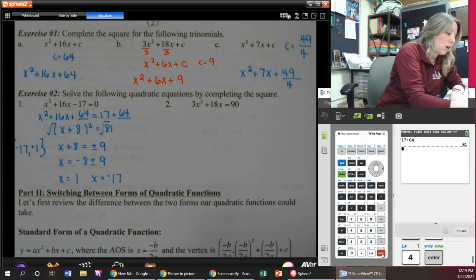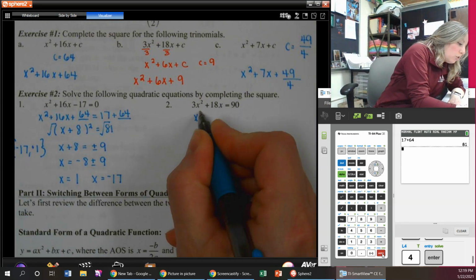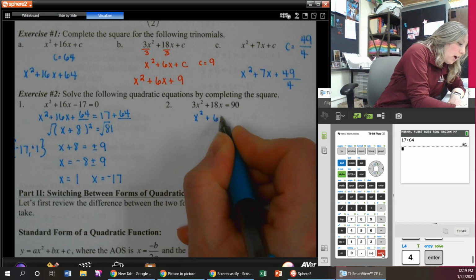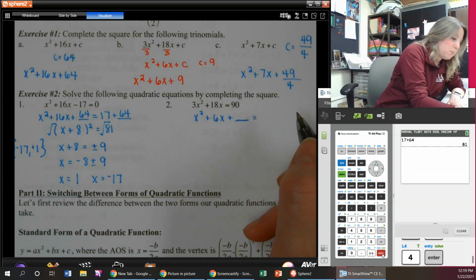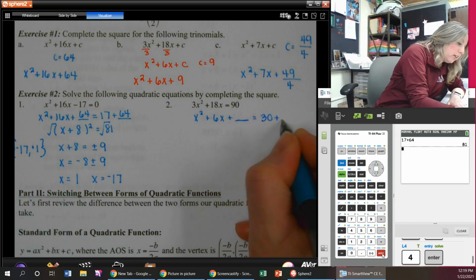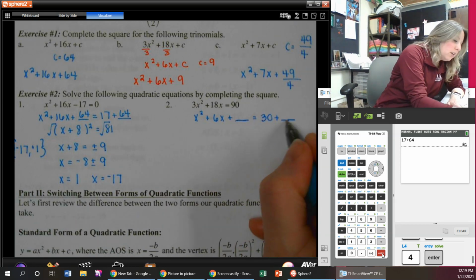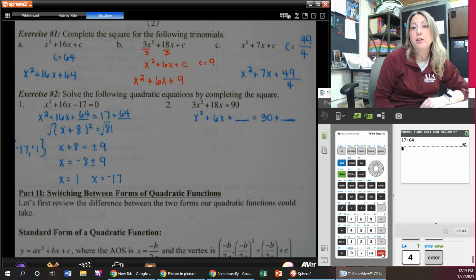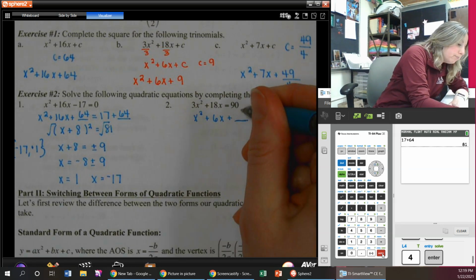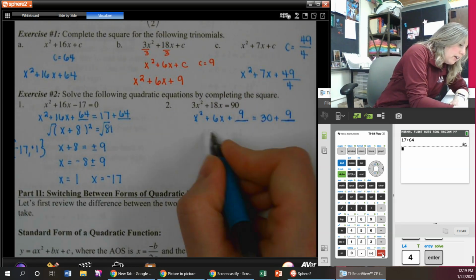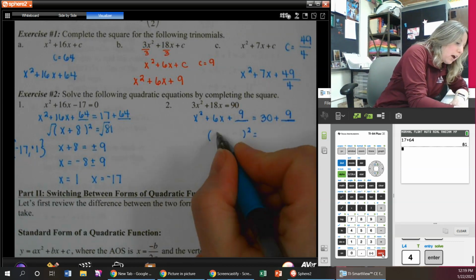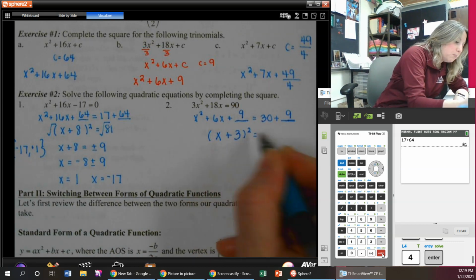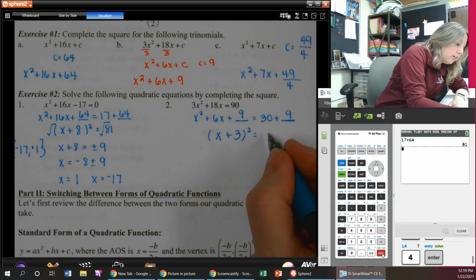Over here, start by dividing everything by 3. So x squared plus 6x plus blank equals, let's see, 90 divided by 3 would be 30, right? Plus blank. Fill in the blank. 6 divided by 2 is 3. 3 squared is 9. And so this is a perfect square trinomial. So it factors to become x plus 3 in parentheses squared. Over here, 9 plus 30 is 39.